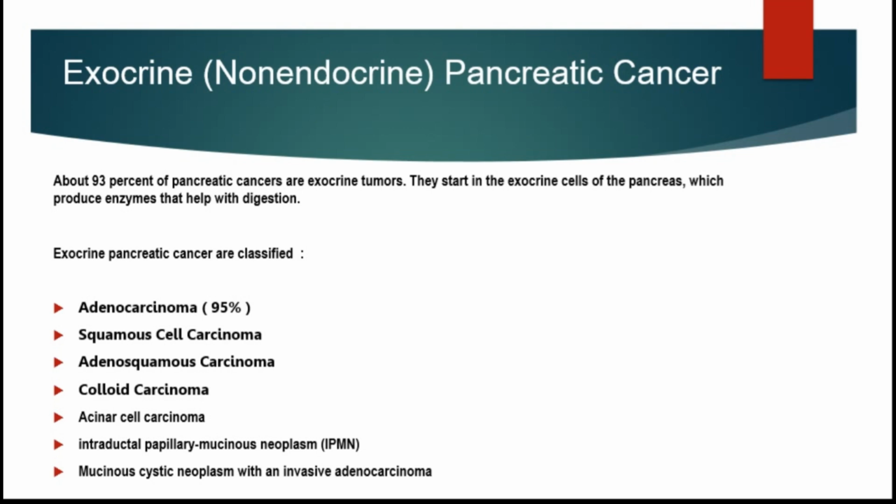The exocrine pancreatic cancers are classified according to this. There are types, adenocarcinoma. So when we are talking about pancreatic cancer, we are talking about adenocarcinoma, because 95% of pancreatic cancer is adenocarcinoma. Most tumors arising in the pancreas are what? Adenocarcinoma. The other types are about 1% or 2%. We also have squamous cell carcinoma, adenosquamous carcinoma, colloid carcinoma, acinar cell carcinoma, intraductal papillary mucinous neoplasm, and mucinous cystic neoplasm with an invasive adenocarcinoma.